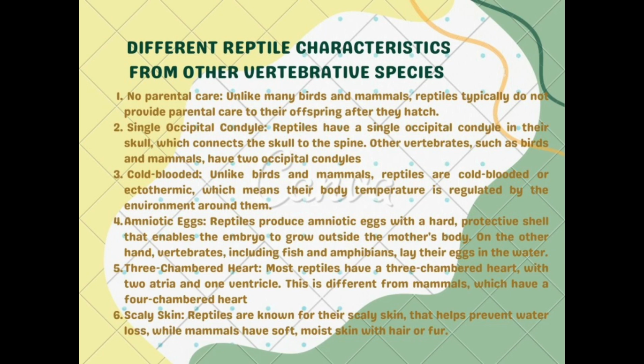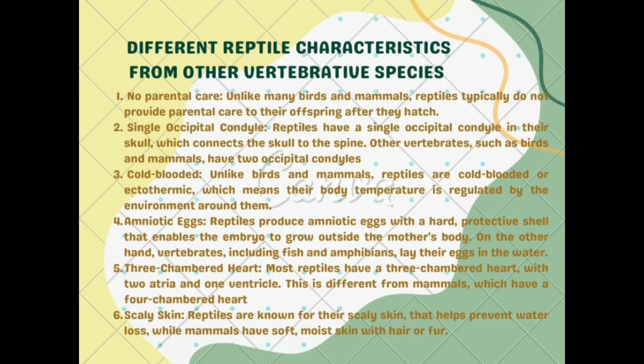Now, in this slide, I will talk about how reptile characteristics differ from other vertebrate species. First, reptiles have no parental care, unlike many birds and mammals. Reptiles typically do not provide parental care to their offspring after they hatch. Second, single occipital condyle. Reptiles have a single occipital condyle in their skull, which connects the skull to the spine. Other vertebrates such as birds and mammals have two occipital condyles.